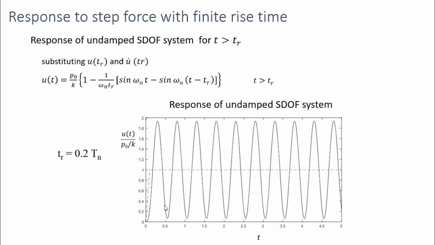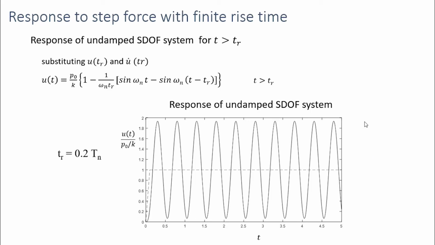Now let's see for Tr is equal to 0.2 times the natural period. So in this case, the rise time is very low, so this response is very close to the step force. So in step force, when the force is suddenly applied, the amplitude was twice that of the static response. Here, when the rise time is 0.2 times Tn, that is when we have a small rise time, the amplitude is very close to 2.